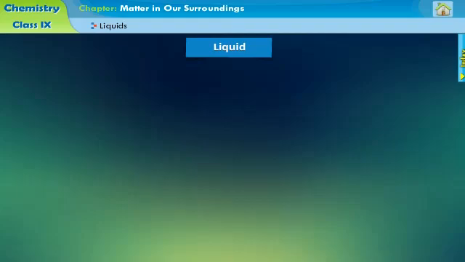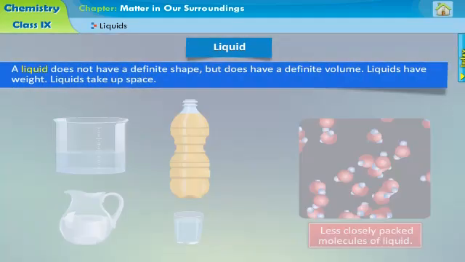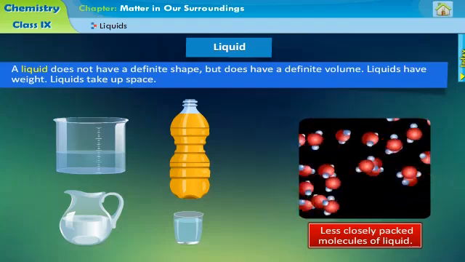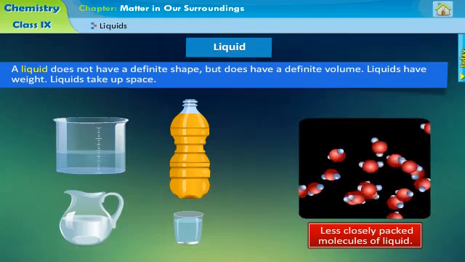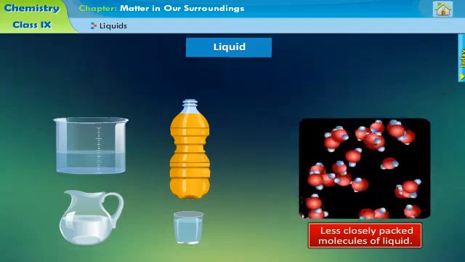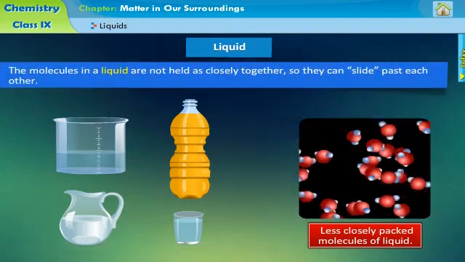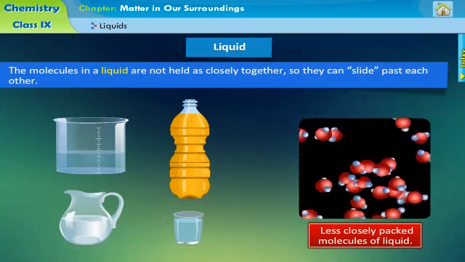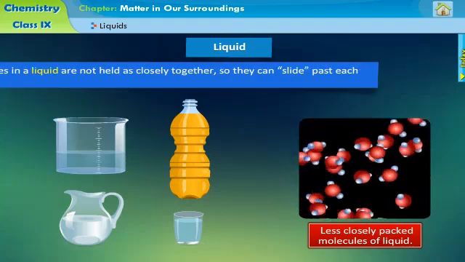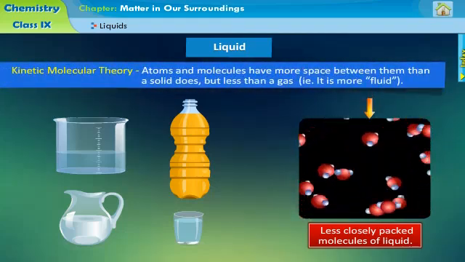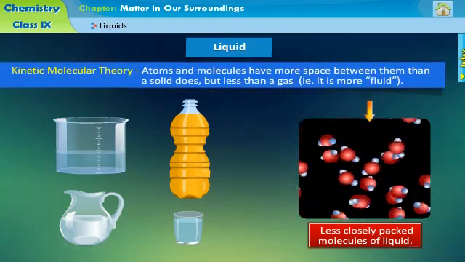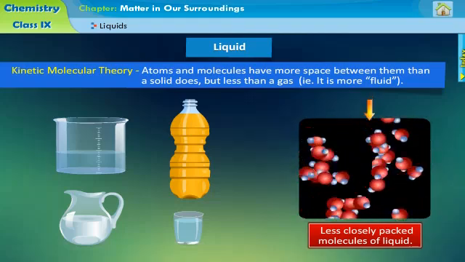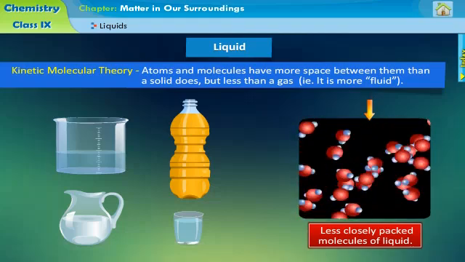Let's understand liquid. A liquid does not have a definite shape but does have a definite volume. Liquids have weight. Liquids take up space. The molecules in a liquid are not held as closely together, so they can slide past each other. Kinetic molecular theory. Atoms and molecules have more space between them than a solid does, but less than a gas, that is, it is more fluid.